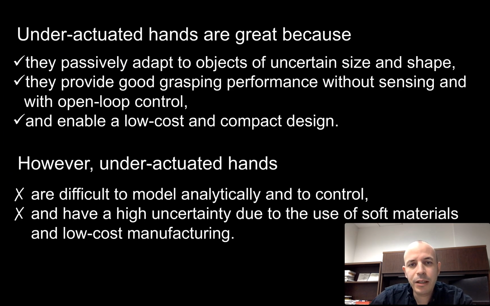Underactuated hands are great because they can passively adapt to objects. They provide good grasping performance without having to sense. Just because of their flexibility, they are also low cost, and they have a very compact design. However, they have a special challenge. They are very difficult to model analytically and to control. They are notoriously challenging for that, and they have very high uncertainty due to the use of soft materials. The mechanics of soft materials is really difficult to model analytically.